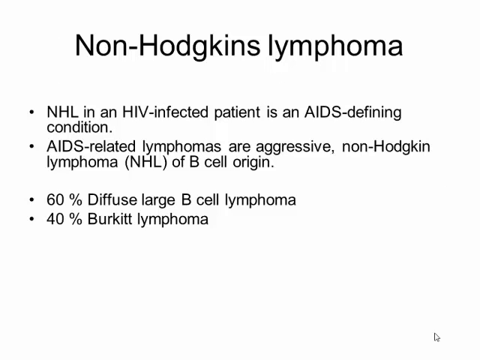The second most common cancer in the HIV population is non-Hodgkin's lymphoma. It's an AIDS-defining condition, which means that if you find non-Hodgkin's lymphoma in an HIV patient, most likely his CD4 count will be less than 200. AIDS-related lymphomas are aggressive and most likely non-Hodgkin's of B-cell origin. 60% are diffuse large B-cell lymphoma.